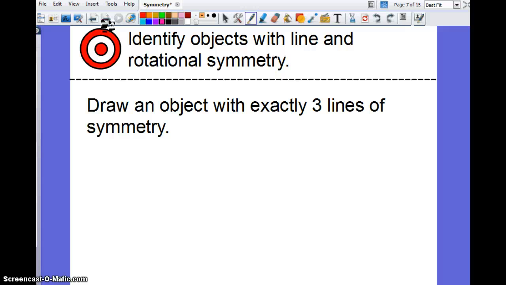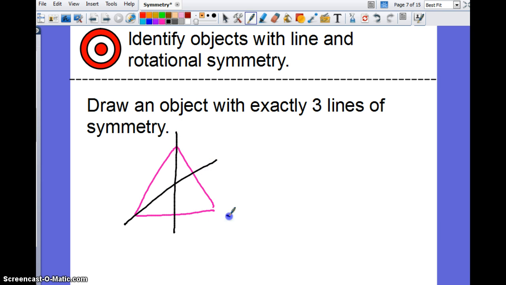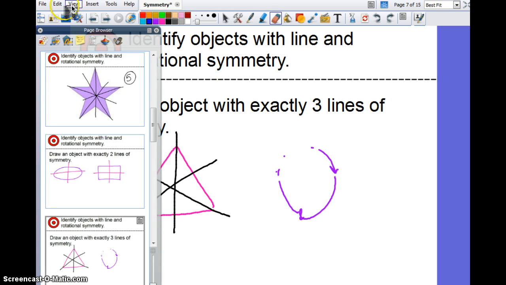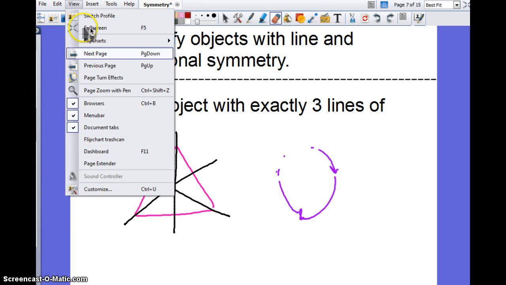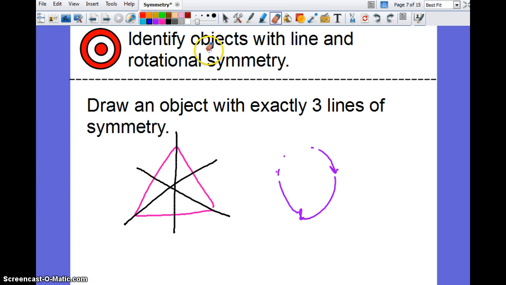I'm thinking probably at least one person has this on their paper. Equilateral triangle. It's divisible this way, and this way. So it has exactly 3 lines of symmetry. Anything else that you have that has 3 lines of symmetry would count for this. So I'd be interested to see what you have.